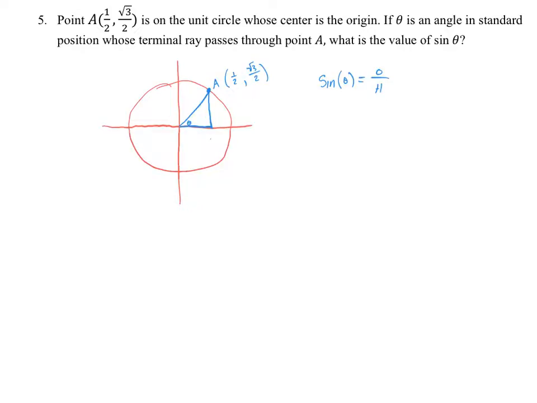We know a few of these values. For one thing, we know that the hypotenuse has a length of 1 because we're in the unit circle. We also know that since this is the point 1/2, radical 3/2, the x value is 1/2, which means this distance is 1/2, and this distance is radical 3/2. So we know those measures. So now we just have to write it down. The opposite side has a length of radical 3/2. The hypotenuse has a length of 1, which ends up just equaling radical 3/2.